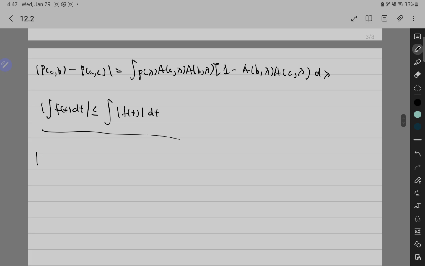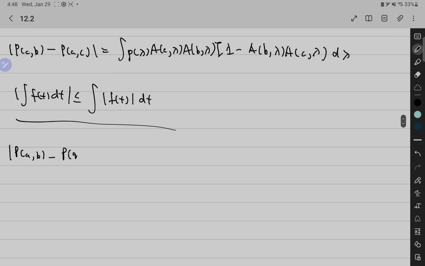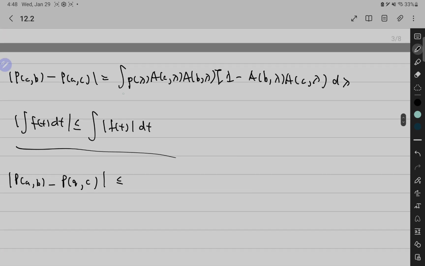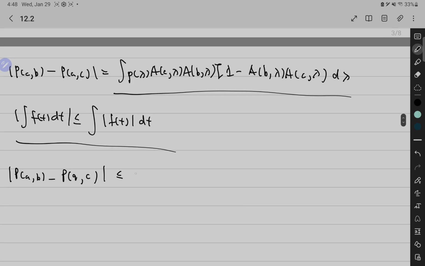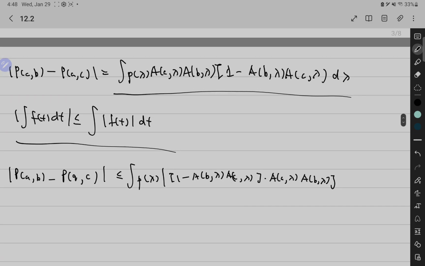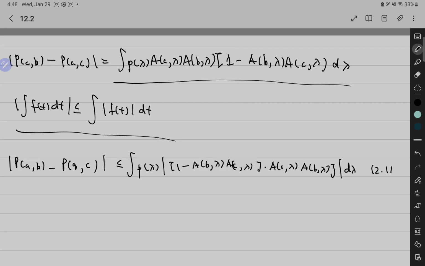So from this result, we're going to get that the absolute value of P(A,B) minus P(A,C) is smaller than or equal to, since our absolute value of P(A,B) minus P(A,C) is already equal to this integral, taking the probability density function out, the integral of ρ(λ) times the absolute value of 1 minus A(B,λ)A(C,λ) times A(A,λ)A(B,λ), dλ. And this is equation 12.11 in the textbook.